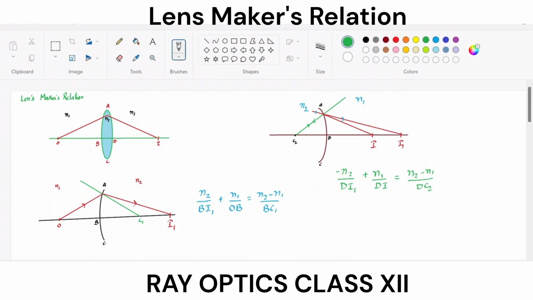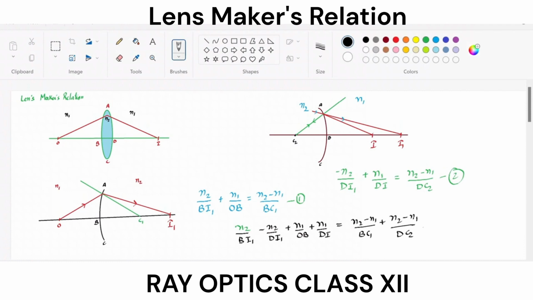What will we do? We will add them. Let me write here equation 1 and this is my equation 2. On adding equation 1 and equation 2, N2 upon BI1 minus N2 upon DI1 plus N1 upon OB plus N1 upon DI will be equal to N2 minus N1 upon BC1 plus N2 minus N1 upon DC2. I hope this is clear up till here.